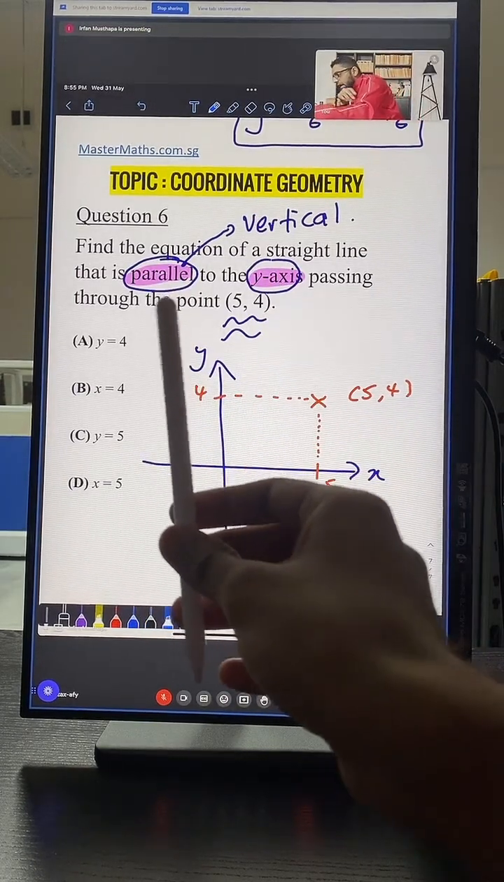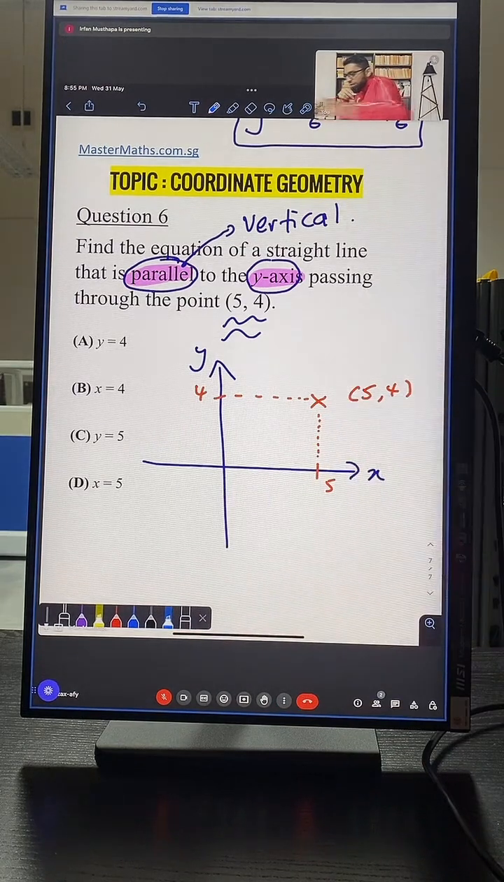You got a vertical line. How do I know it's vertical? How do I know it's vertical?